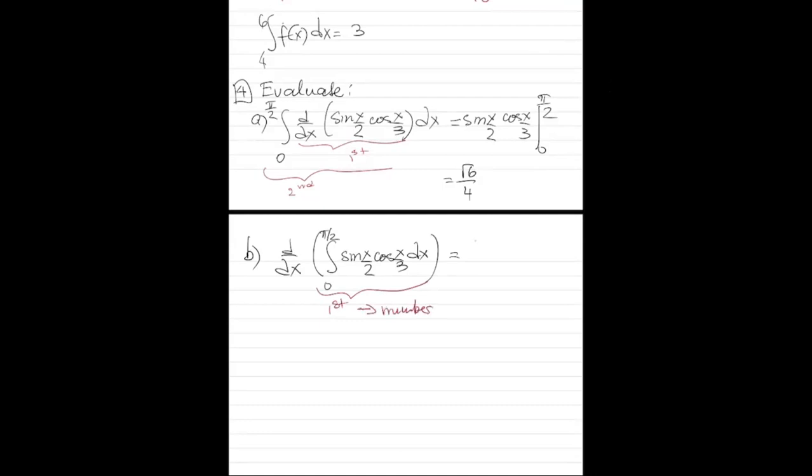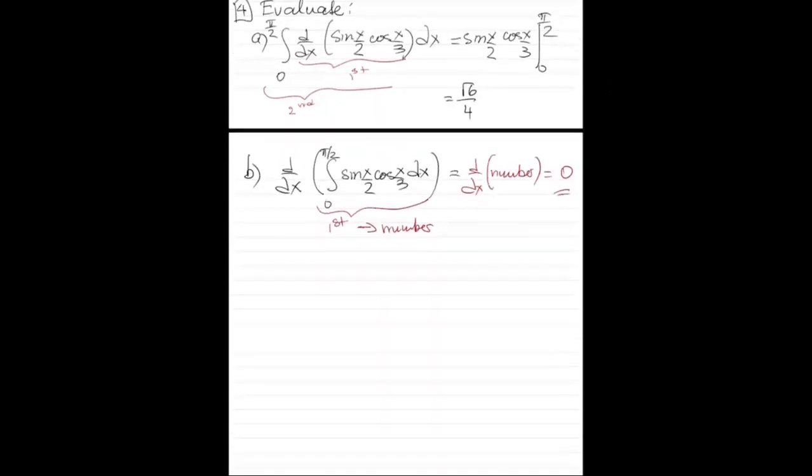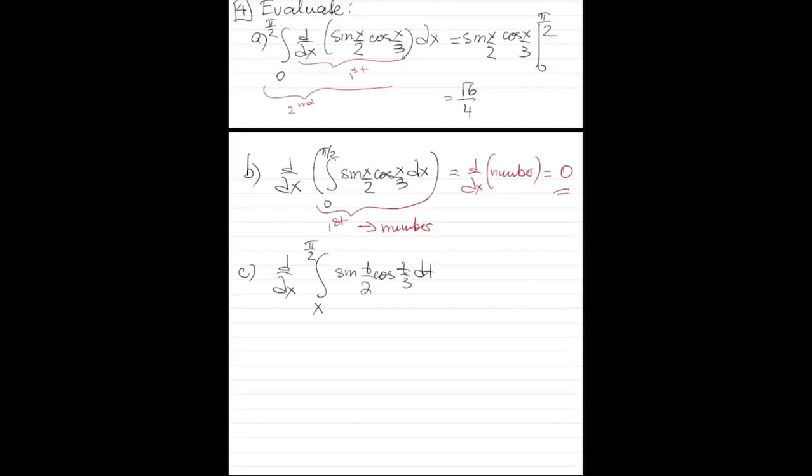So what is the derivative of a number? We don't care what that number is, because we're eventually going to get 0. We know the derivative of a number is 0. Okay, so part C, again, the same function, but we're going to change this. Instead of a definite integral, we're going to make it from x to pi over 2, same function, sine t over 2, cosine t over 3 dt.